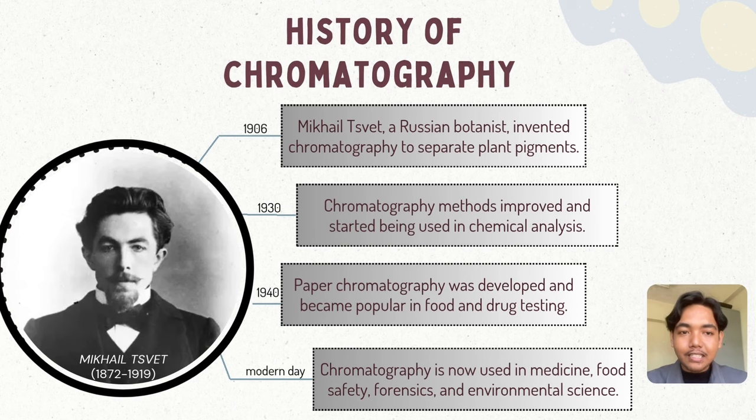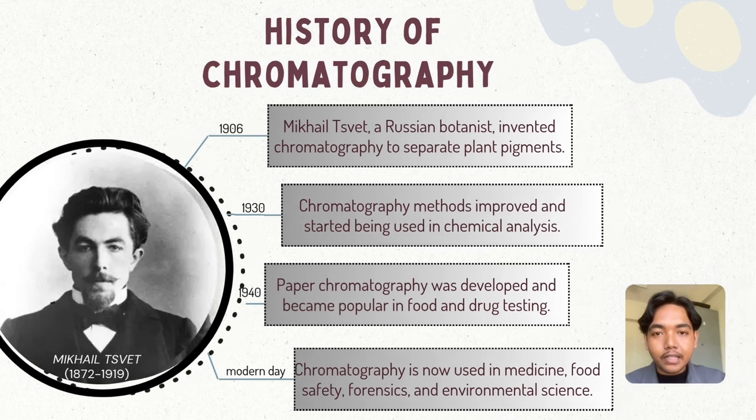The history of chromatography. In the 1900s, chromatography was invented by a Russian botanist named Mikhail Tswett. Do you know? He coined the term chromatography, which literally means color writing, because he used it to separate plant pigments. In the 1930s, chromatography methods improved and started being used in chemical analysis. In 1940, paper chromatography was developed and became popular in food and drug testing. And now, in the modern day, chromatography is used in medicine, food safety, forensics, and environmental science.